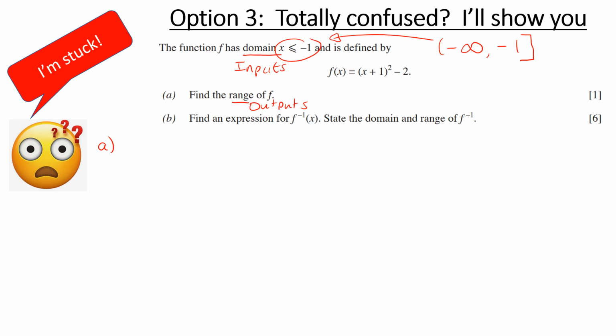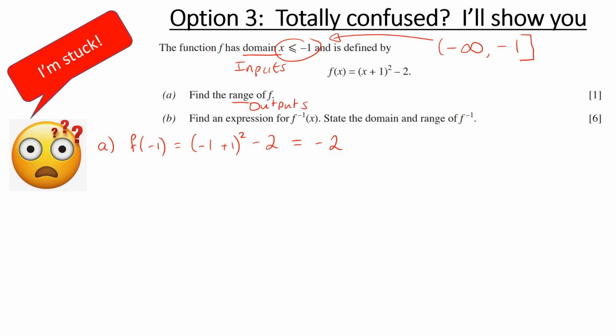Now those are my inputs. The question is, what could the outputs be? So I need to think about, if I put in any number between minus infinity and -1, what could I get out? And in particular, what's the highest number I could get out and what's the lowest number I could get out? So you could start off by putting -1 into the function. I think that's helpful, putting in -1. So if we put that into the function, it would say -1 plus 1 squared take away 2, which is -2. So putting in the highest value that I was allowed to, I got an answer of -2.